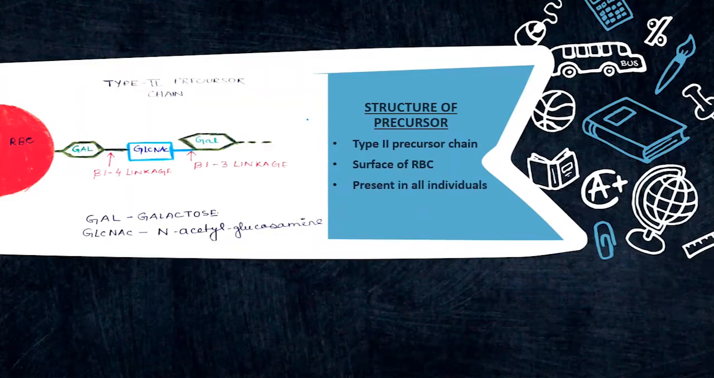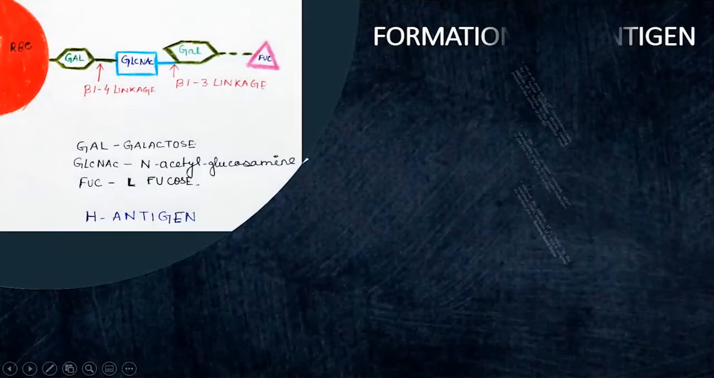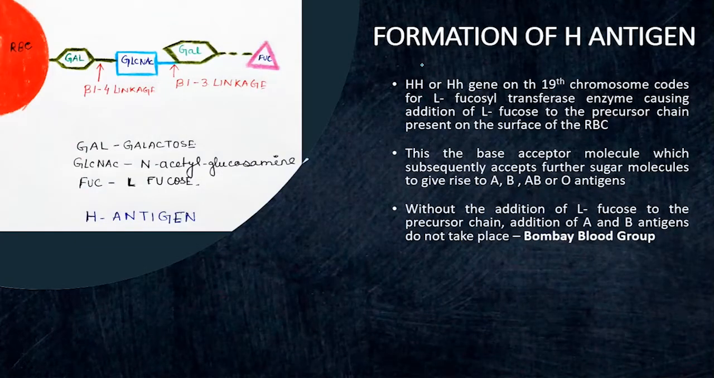This is what a type 2 precursor chain looks like, as I have discussed in the previous videos. The biomolecules are attached to each other by beta 1,4 and beta 1,3 linkages. When the H gene is present in the pure dominant form or the hybrid form on the 19th chromosome, it codes for the enzyme L-fucosyl transferase, which causes the addition of L-fucose to this precursor chain and ultimately gives rise to the H antigen.